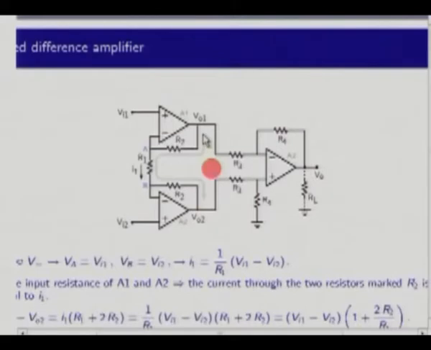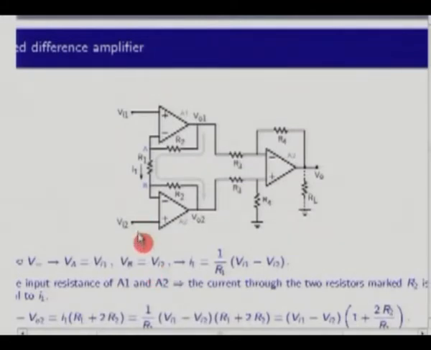Okay, so here is the instrumentation amplifier. At the outset we notice that it is not just one op amp but 3 op amps, so it's definitely going to be more expensive than a simple difference amplifier, but it of course comes with its advantages, and that's why it is used.